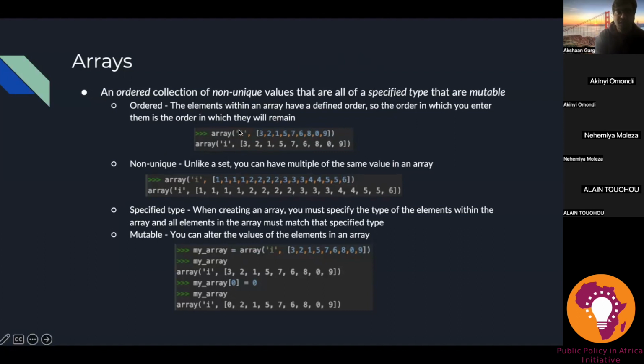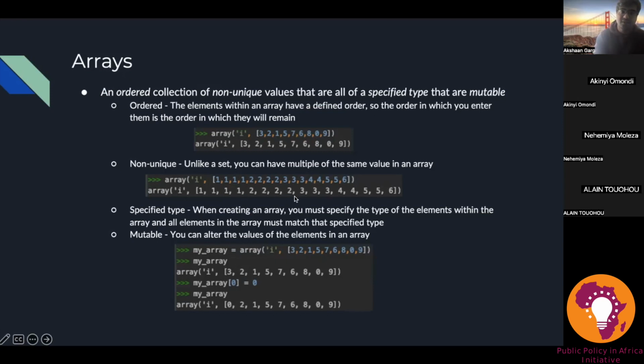So first we have ordered, right? So what does ordered mean? It means that the order in which you put the things in the array is the order in which they will remain, right? In the case of sets, we saw that this wasn't happening and we were actually seeing that the order was being changed. But in an array, the order is maintained, right?